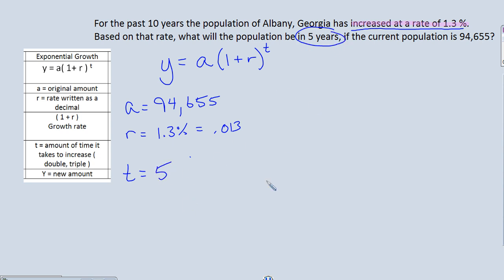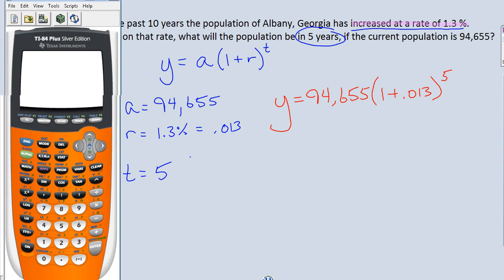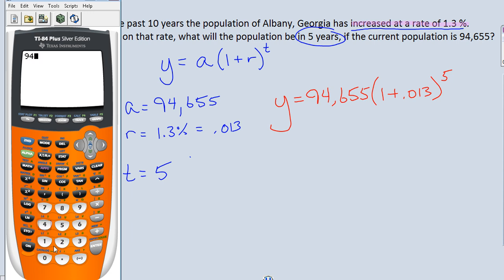So we're ready to plug in and find our value. So we get y equals 94,655 people, 1 plus 0.013 for 5 years. Alright, so pretty straightforward. Put it in the calculator. We're just going to go 94,655, open parentheses, 1 plus 0.013, close parentheses, caret to the 5.